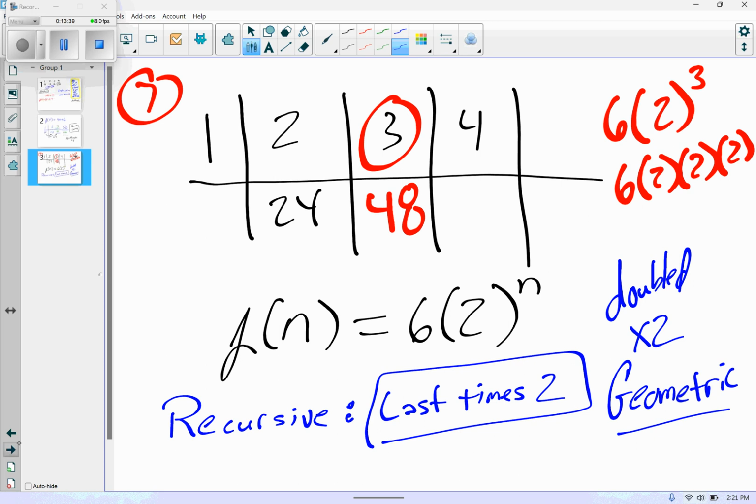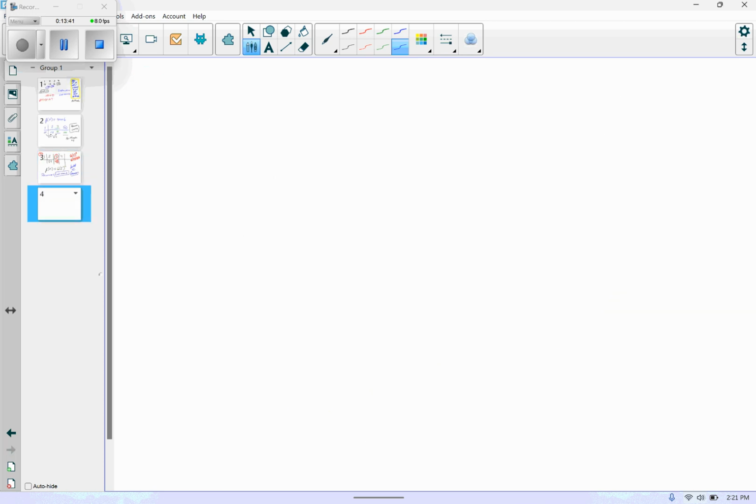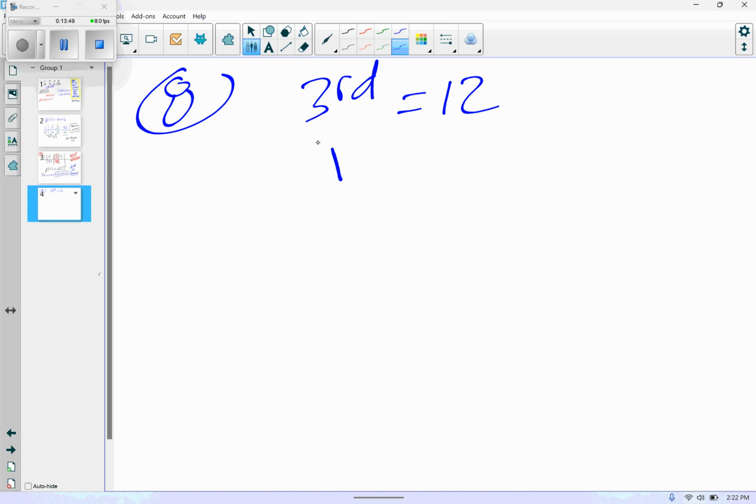All right, number 8. Number 8 says the third term is 12. It's being doubled.